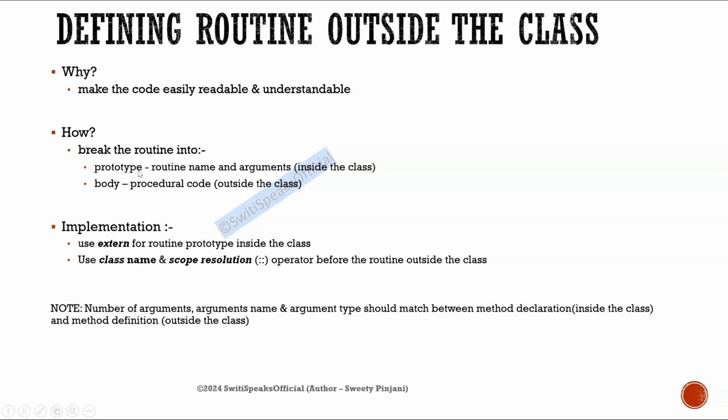So for your prototype and body, the number of arguments, the name of arguments, the type of arguments, and also your routine name, these all should match. This is something important which you should take note of. Now we have understood the theoretical part. Let's see a coding example so that you understand how to practically implement it. So we'll move to the code now.